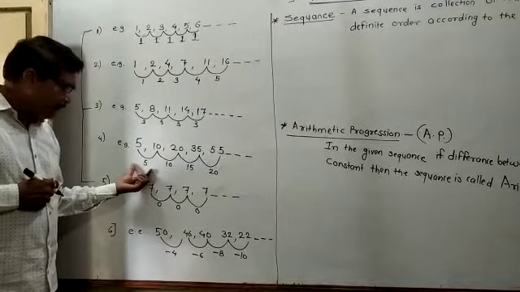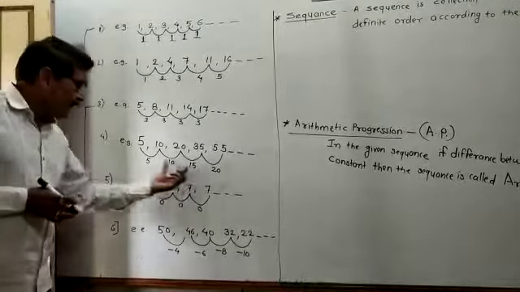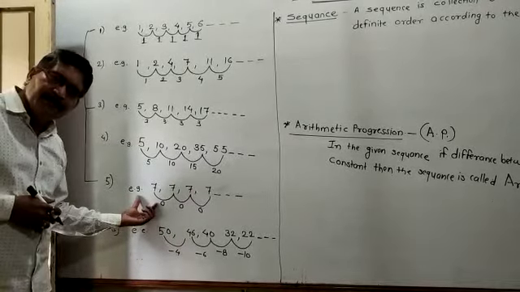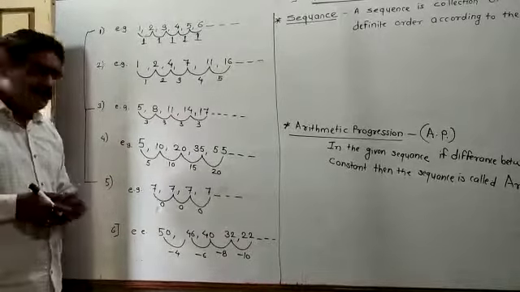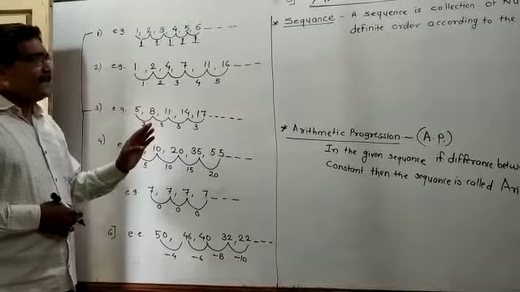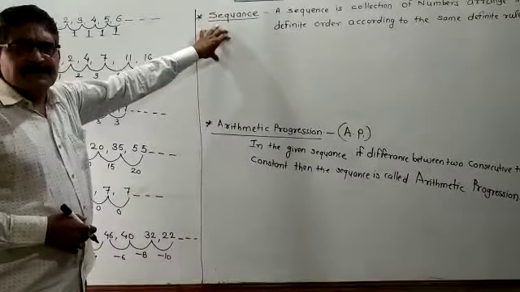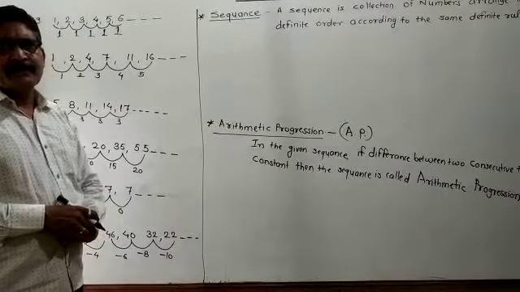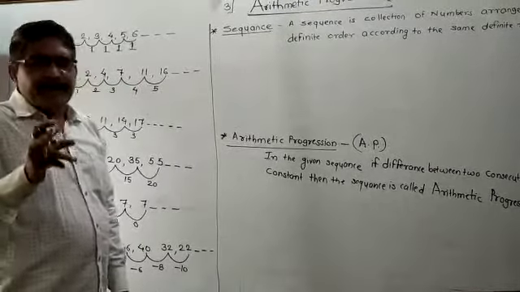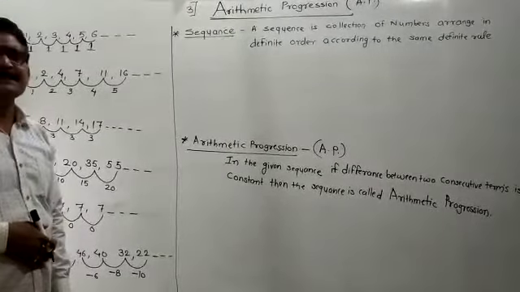This series is not in AP because the difference between two consecutive terms is not constant, because they are increasing. Here this sequence is in AP because the difference between two consecutive terms is the same. If the difference is the same, then that sequence is in AP. This sequence is in AP, but this sequence is not in AP. So each AP series is called a sequence, but each sequence is not an AP. Is each sequence an AP? No. A sequence is in AP when the difference between two consecutive terms is constant.